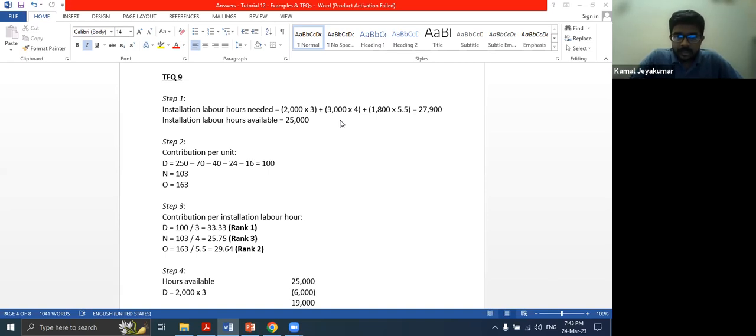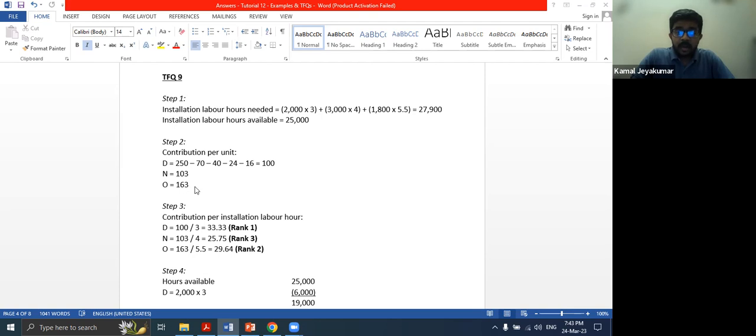Okay, so somebody is saying, can you explain from step 3? Now what we have done is, in step 2, we calculated contribution per unit, right? So Day Scan is earning you a contribution of $100, Night Scan $103 and OmniScan $163 per unit. But if you look at only this data, you will obviously prefer to make OmniScan rather than Day Scan or Night Scan because the contribution is higher.